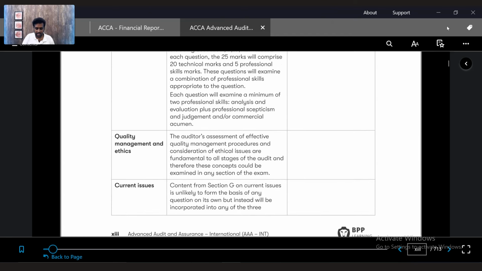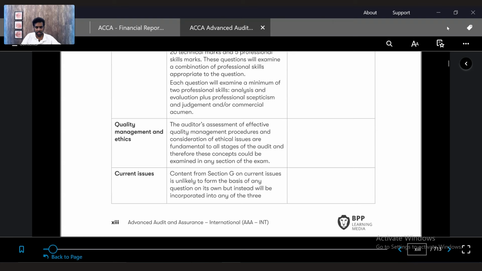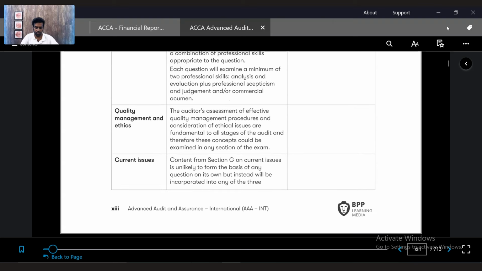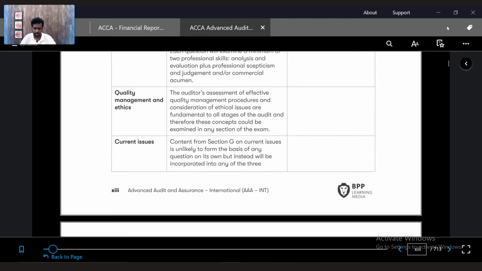Quality management is assessed through various procedures, and various exam patterns include quality management. Like in section A it can be asked, section B can also be asked. Current issues will also be incorporated into the exam pattern, and they will be asked from various parts as well.